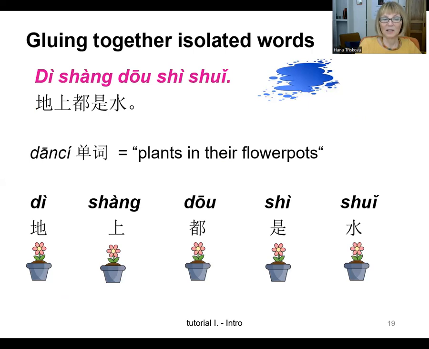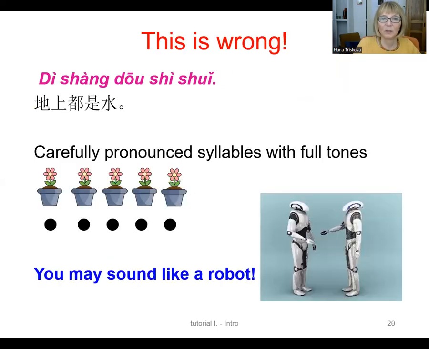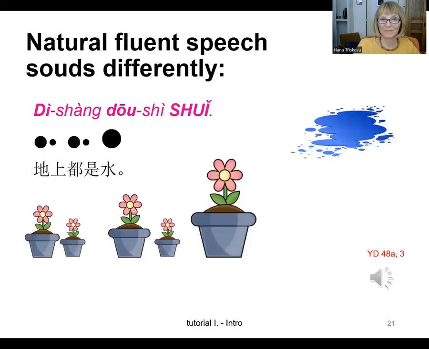So here's an example of a short sentence made of 5 words. 地上都是水. We can imagine these 单词, these isolated words, as plants in flower pots. So when you speak, you may just glue them together. But in that case, you would sound like a robot. 地上都是水. This is not natural speech. Natural fluent speech sounds different.